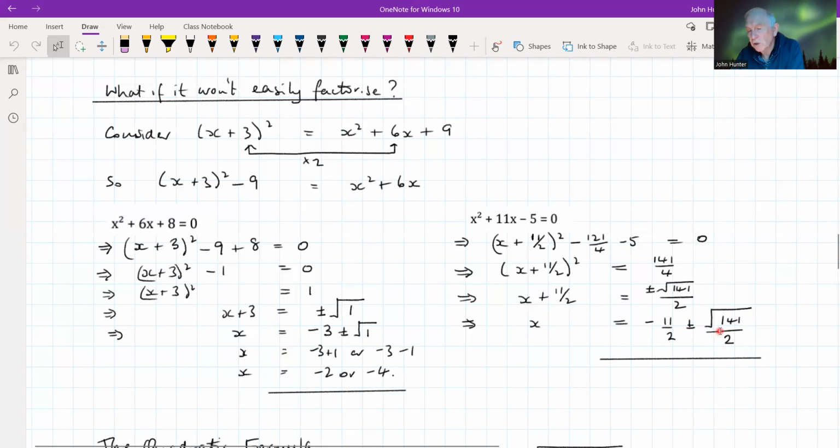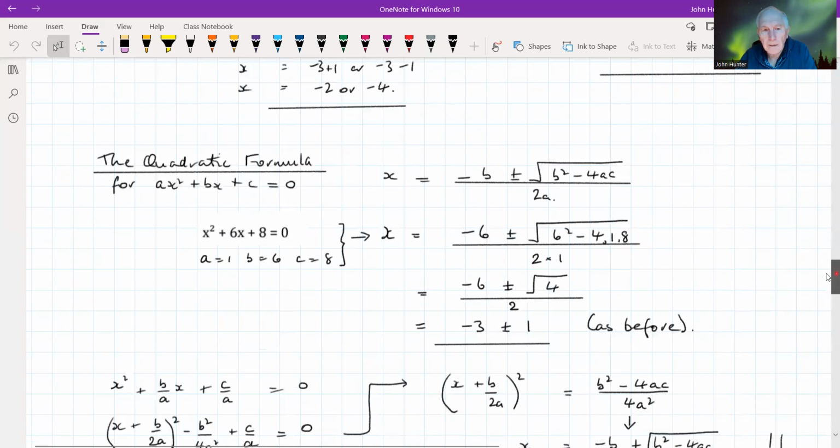We've got the answer. We've got it in surd form. We may need to evaluate that as a decimal, depending on the question. There we go. It's just a few lines, really, isn't it, to work that through. So that's good.